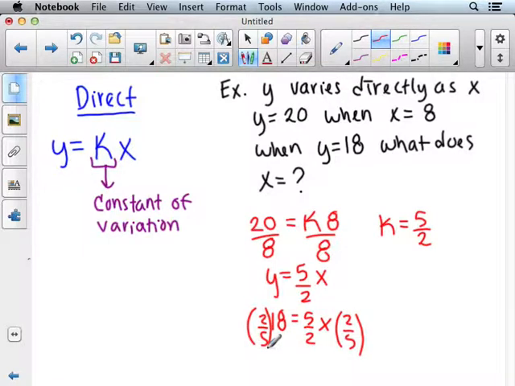18 times 2 is 36, so we get that x equals 36 over 5. And that would be your solution here. Now, this is one way to solve the problem. Figure out what k is, plug it in, put your other information back in the equation, and solve for what you're missing. Another way to solve is by setting up a proportion.